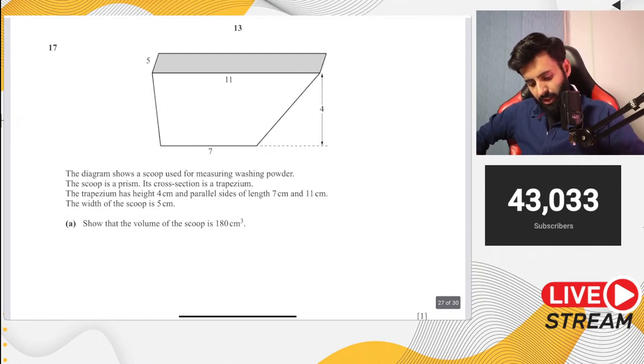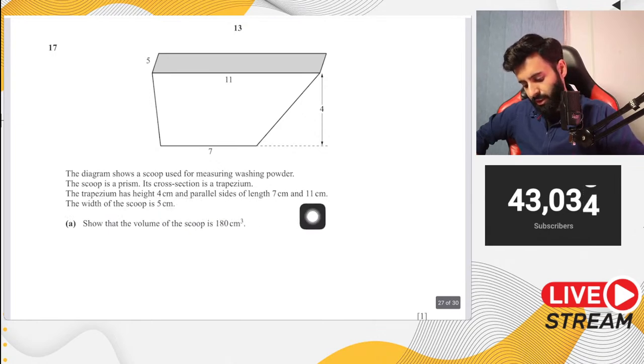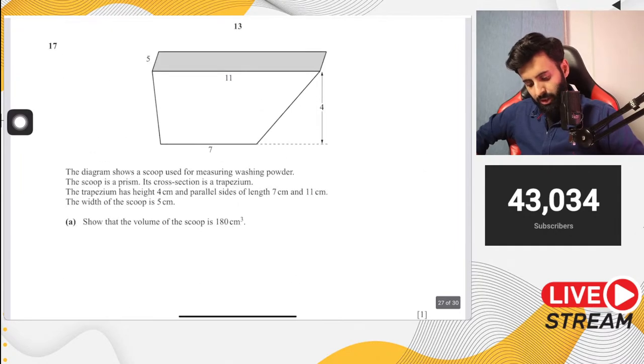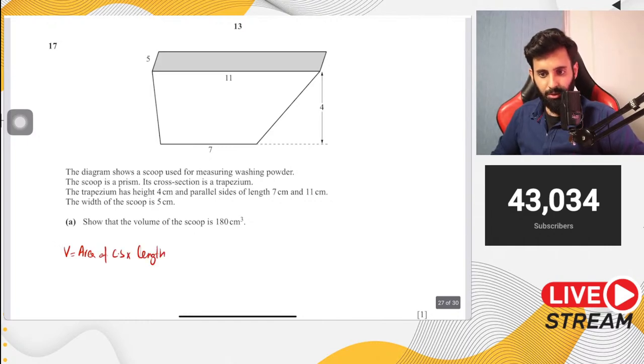So let's read this again. The trapezium is the cross section, which has height 4 centimeters and sides of length 7 centimeters and 11 centimeters. So if I want to calculate the volume, it's going to be area of cross section multiplied by the length, in order to calculate the volume of the prism.